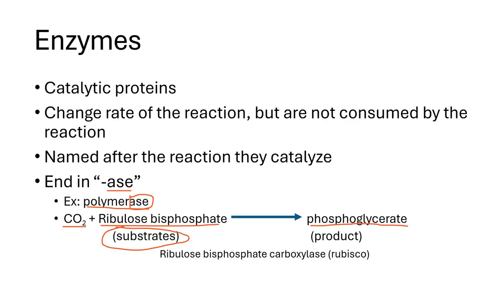So that's a mouthful. But notice it has this ASE ending on it, and it's named after the molecules that it works on. So we've got the ribulose biphosphate, which we had up here as one of our substrate molecules. And it's a carboxylase is kind of what it's going to do. It's going to work on ribulose biphosphate, and it's going to carboxylate it. So this is kind of a little bit of an intro to the enzymes, how we name them, and what their overall function is. So let's look at how this works.